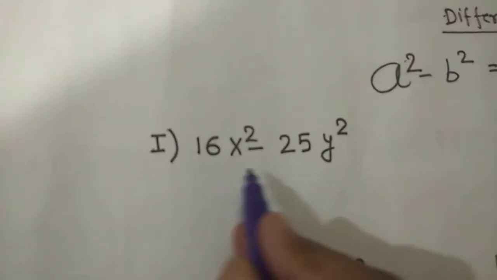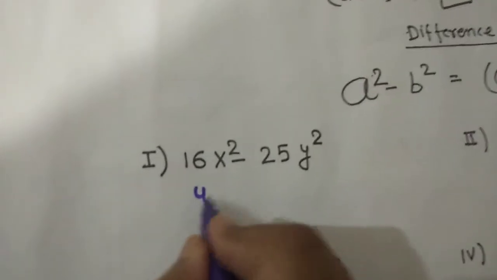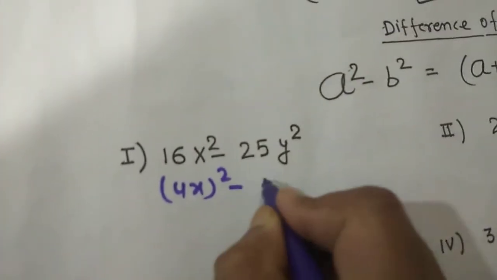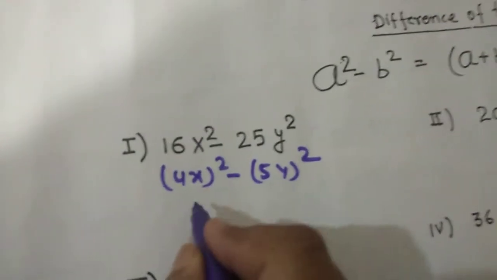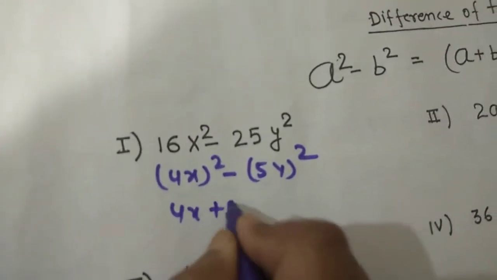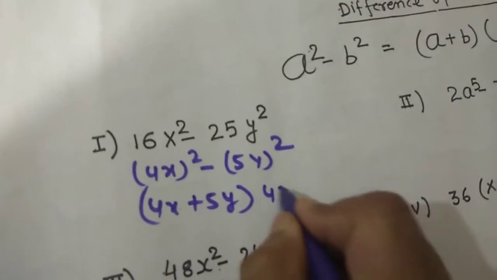Now you check the first question. 16x square minus 25y square. This will be 4x whole square minus 5y whole square. So now a square minus b square, this is 4x plus 5y, 4x minus 5y.